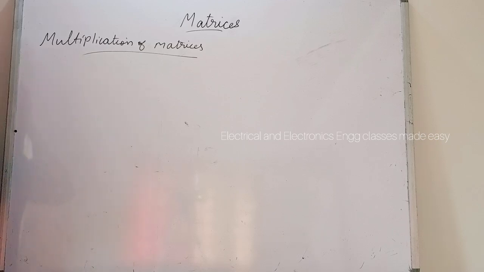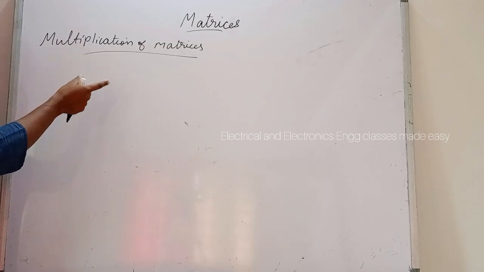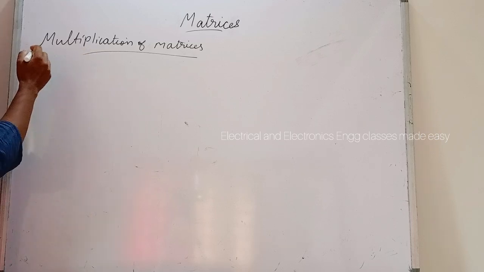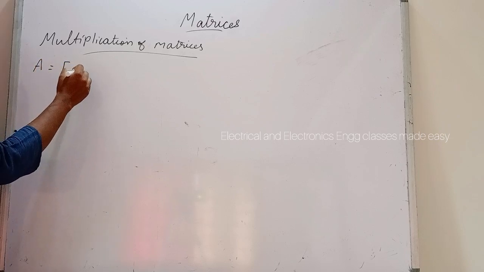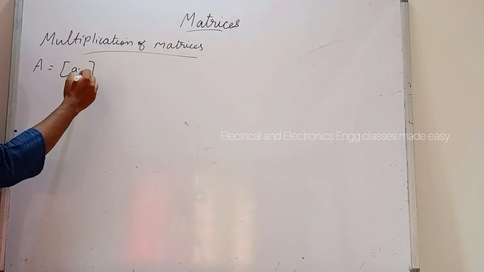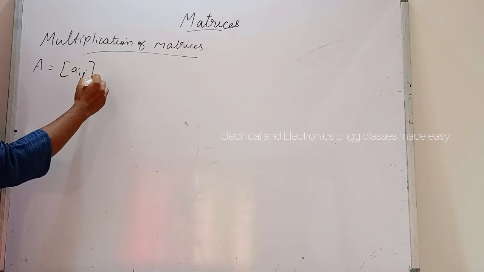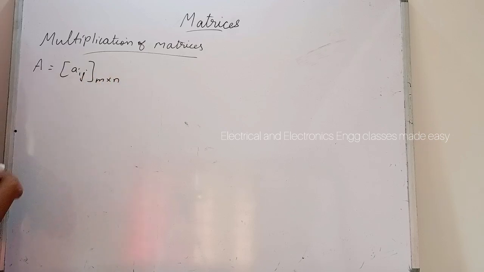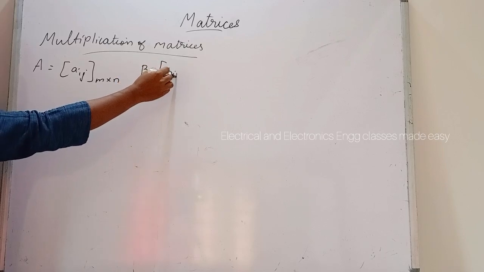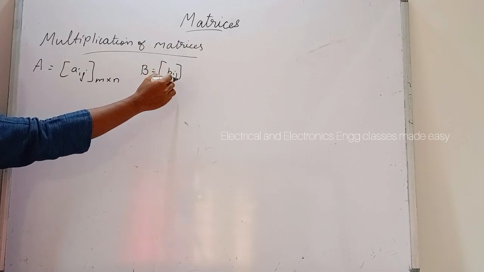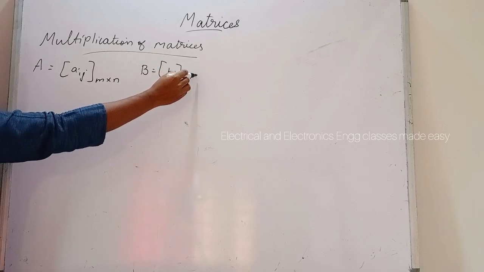Today's class is the continuation of matrices. So next topic is multiplication of matrices. Let A equal matrix Aij with order m by n, and let matrix B equal Bij with order n by p.